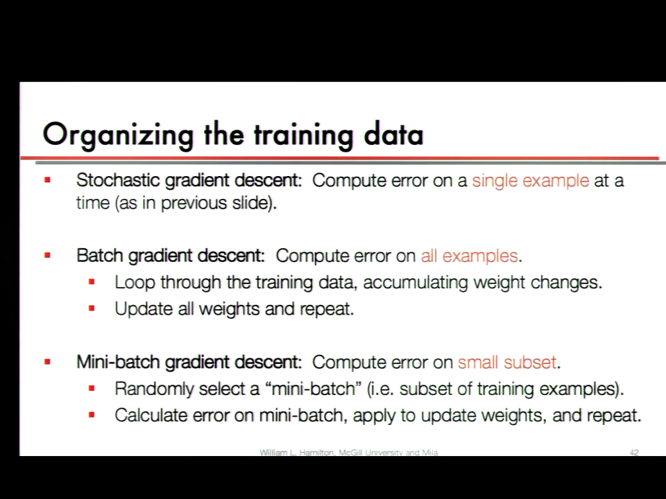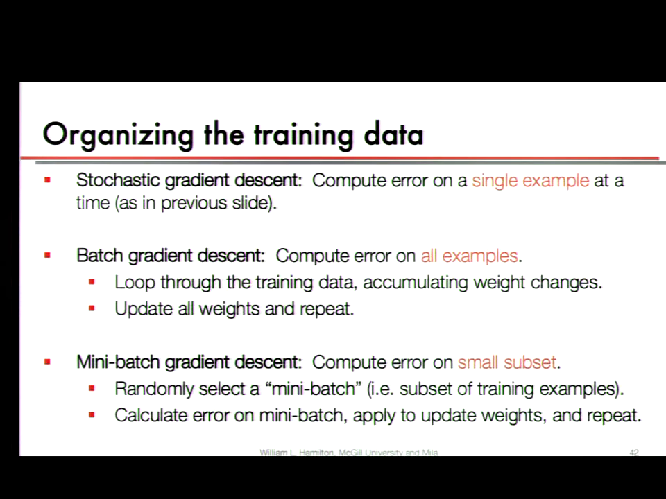So this is the basic neural network. Which is more memory efficient? Great question. The most memory efficient is stochastic gradient descent.